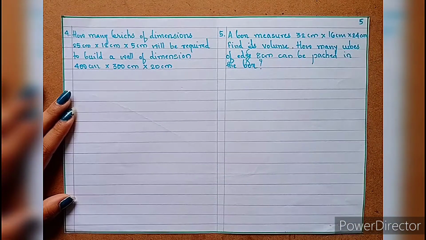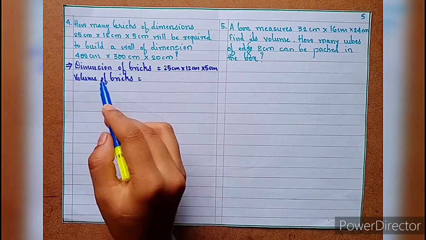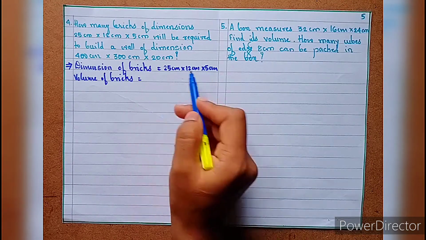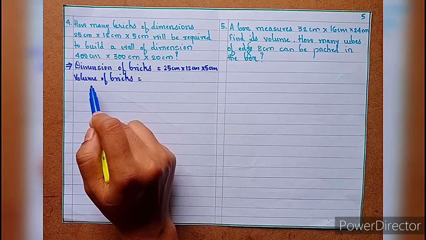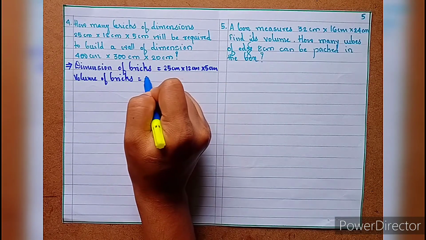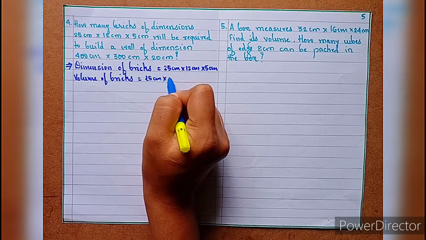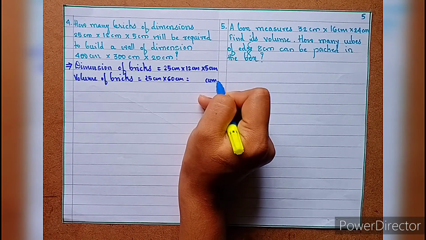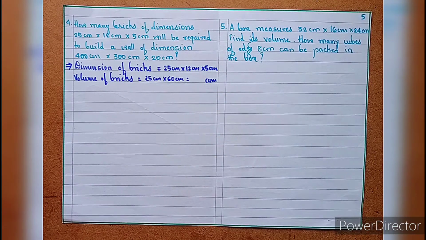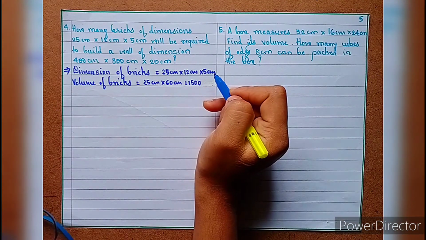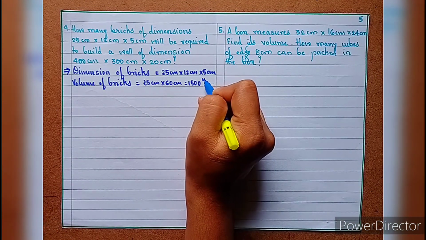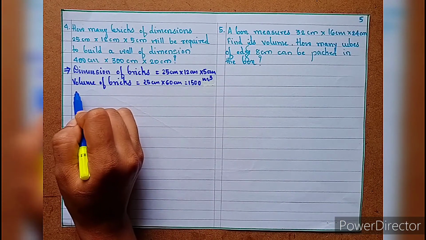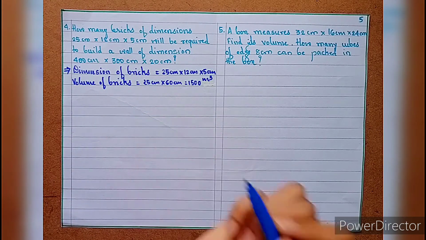So let's do that. Let's write the given things. Here they have given the dimension of bricks 25 centimeter, 12 centimeter into 5 centimeter. Let's multiply them together and find the volume. 12 5s are 60. So 25 centimeter into 60 centimeter. Now let's write the unit. It is in cubic centimeter. Thus, the volume of bricks is 1500 cubic centimeter. Now let's write the dimension of wall, and let's find the volume of wall.